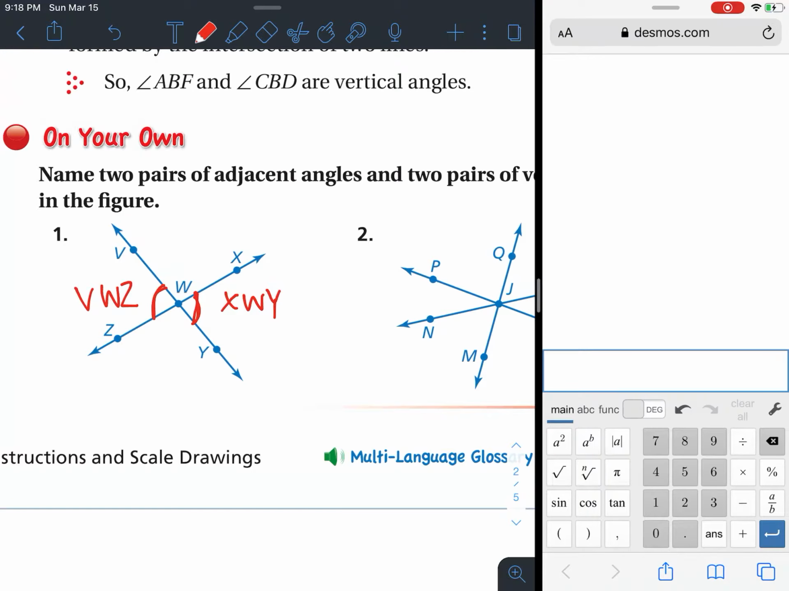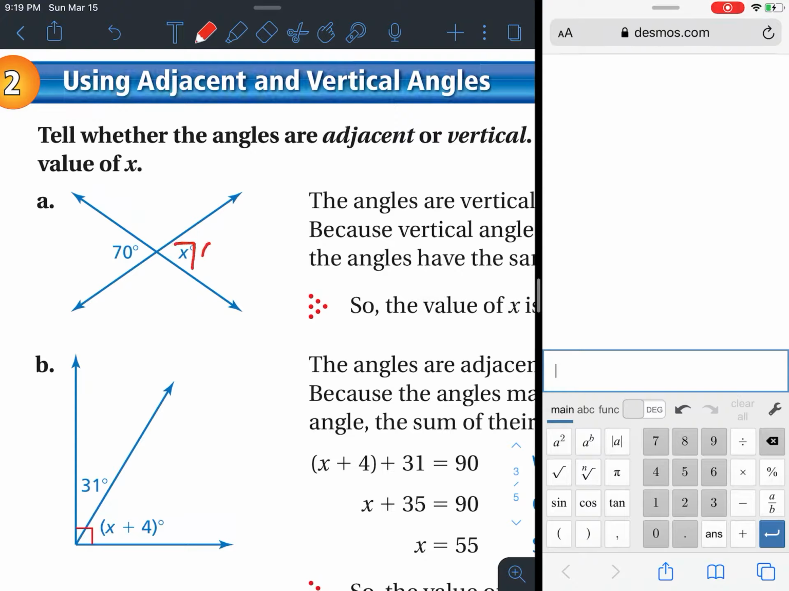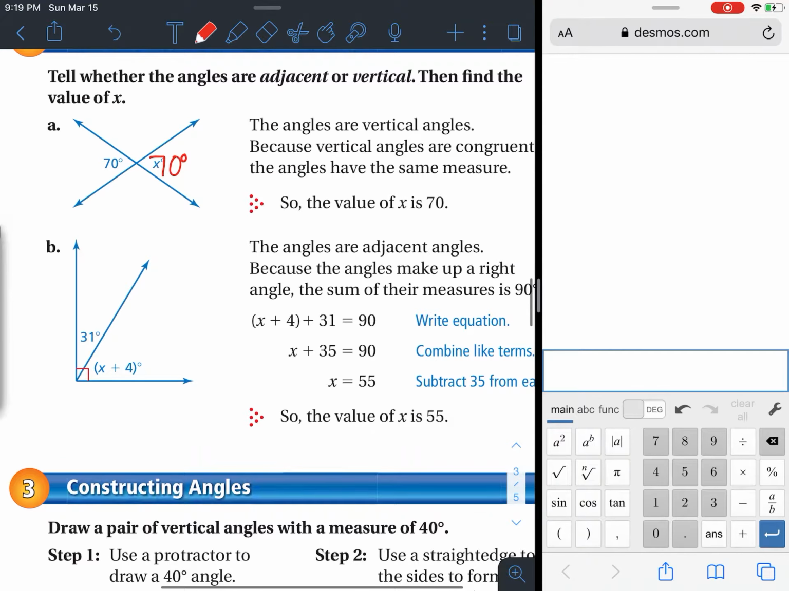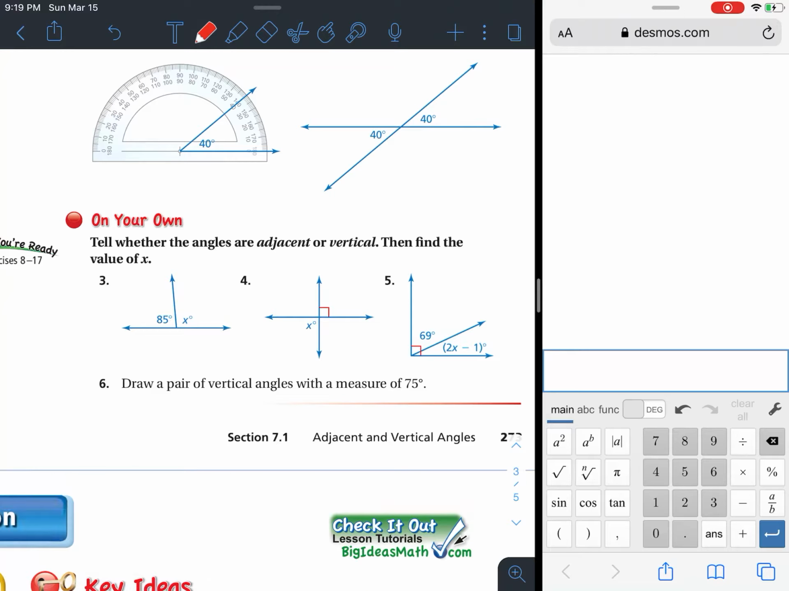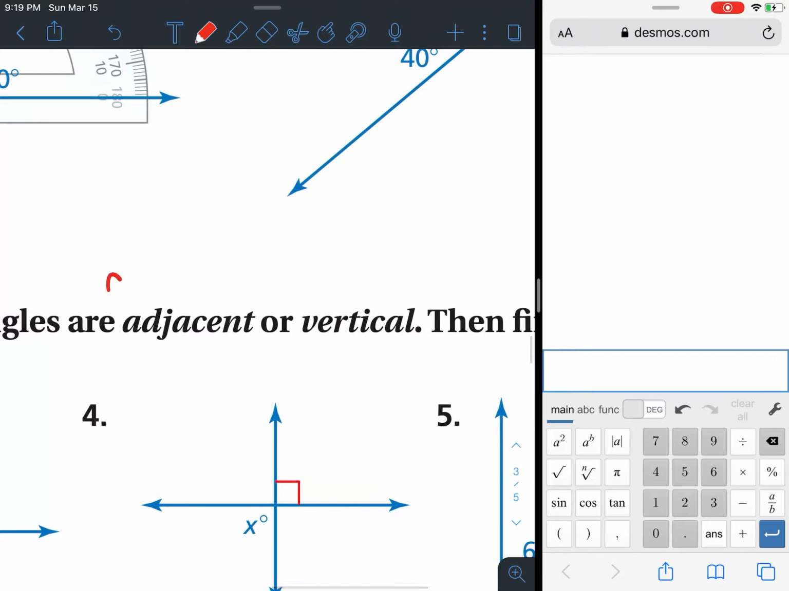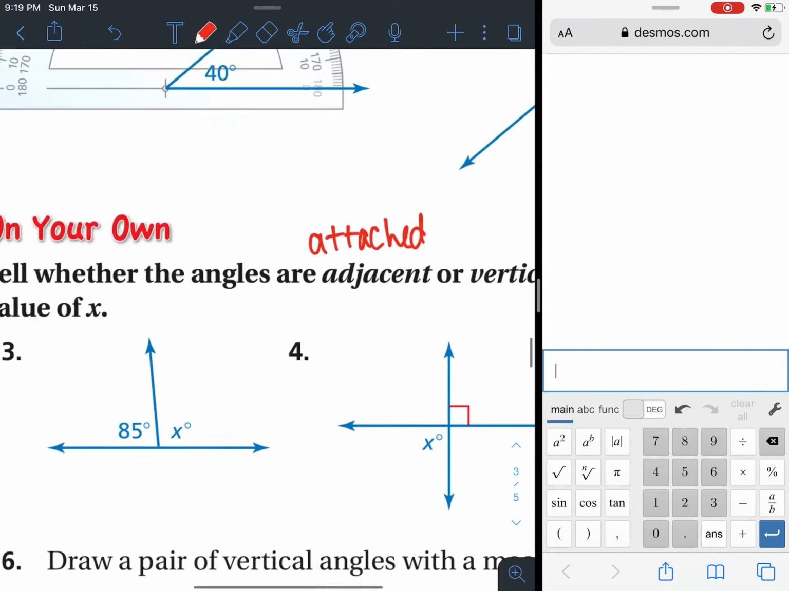Go ahead and look at example 2. They walk you through that. The angles are vertical for this one, so that means X would also be 70 degrees. This one, they're adjacent. Think of adjacent as meaning they're attached. So these 2 are attached, and they form a 90-degree angle, so they equal 90 altogether. We're going to skip example 3. Look at the on your own. It says tell whether the angles are adjacent, are they attached, or vertical, meaning they only share a dot in the center. Then find the value of X.